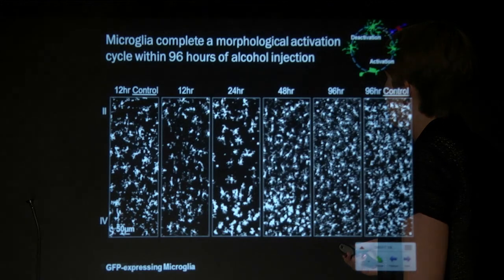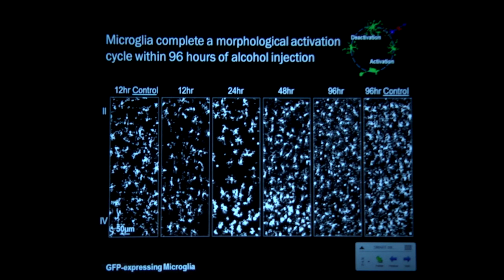All right. So these images are laid out like before. We've got controls at the front and the back, and then in the middle are our animals that were injected with alcohol. And what you'll notice is in our 12-hour control, microglia are quite branchy. They have lots of extensions. However, if we look 12 hours after alcohol exposure, what we notice is those microglia have fewer branches, and if they do have branches, they look somewhat shorter.